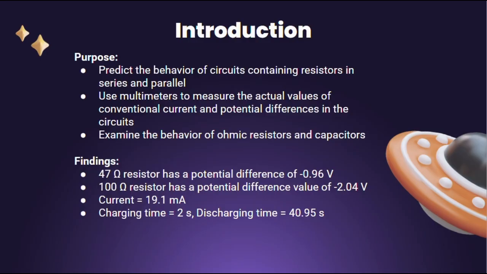A quick preview of our findings: the 47 ohm resistor had a potential difference of negative 0.96 volts. The 100 ohm resistor had a potential difference of negative 2.04 volts, and the current was 19.1 milliamps. The charging time was 2 seconds, and the discharging time was about 40.95 seconds.